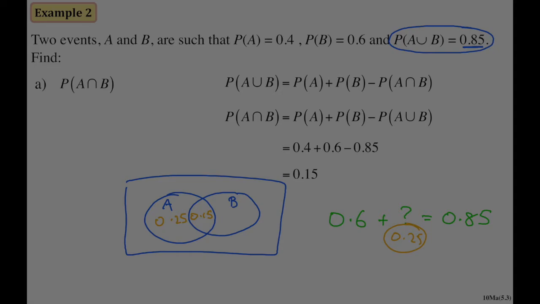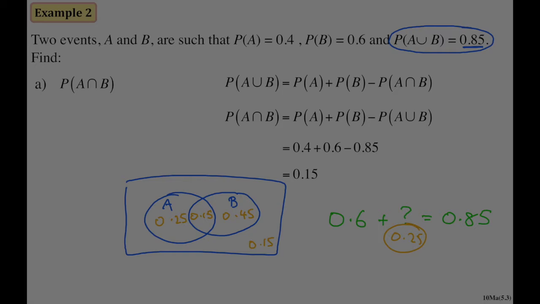Now I can look inside circle B. I know circle B has to add up to 0.6. Do 0.6 minus 0.15 and you'll get 0.45. Add those up and they add up to 0.85. They always have to add up to 1 for probability questions, which means there's 0.15 outside of the circle.